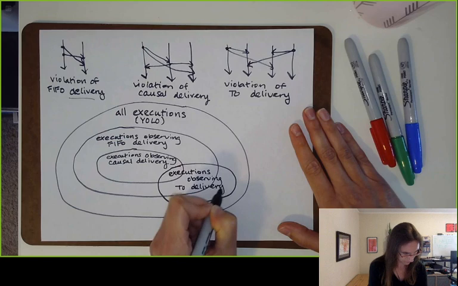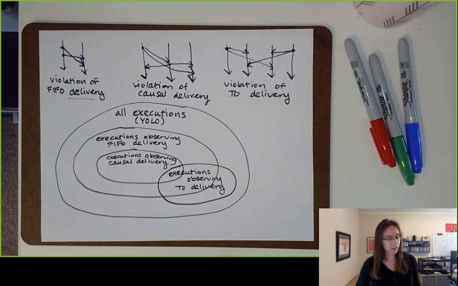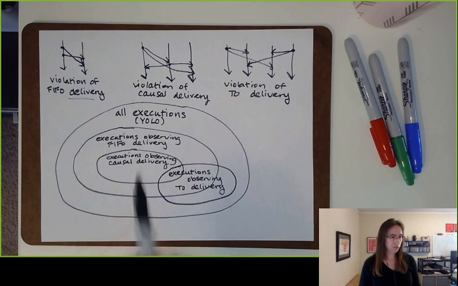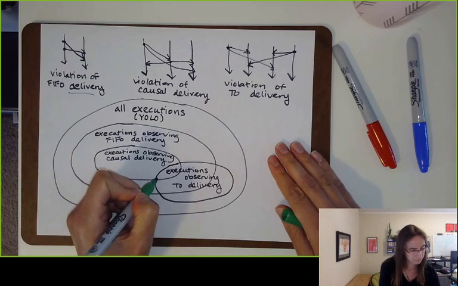So this is a little bit weird, right? We don't have this total hierarchy of executions. Instead, you could have an execution that observes totally ordered delivery, but doesn't observe FIFO. On the other hand, you could have an execution that observes totally ordered delivery and observes FIFO, but not causal. Or you could have one that observes totally ordered delivery and causal, and FIFO. So there's this zone in here, which I'll highlight in green.